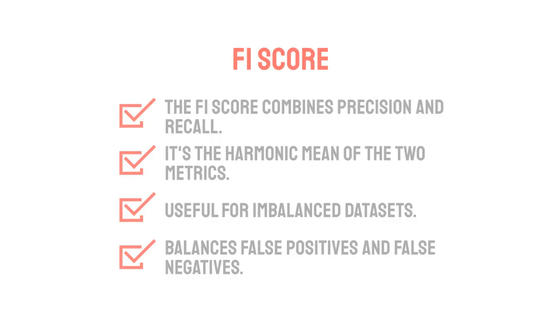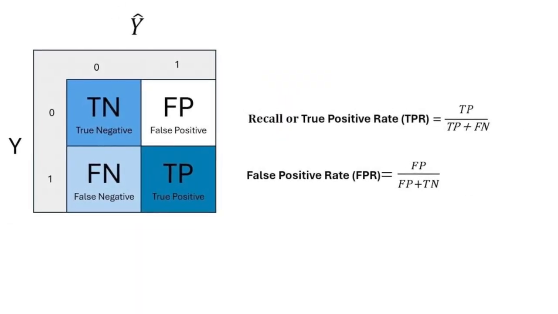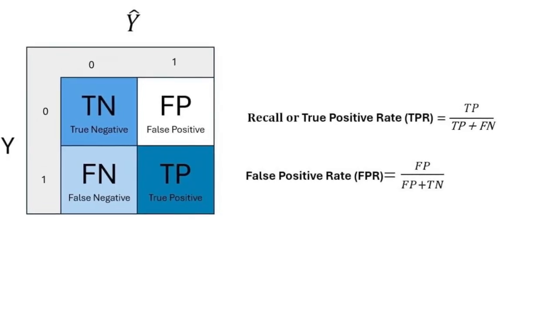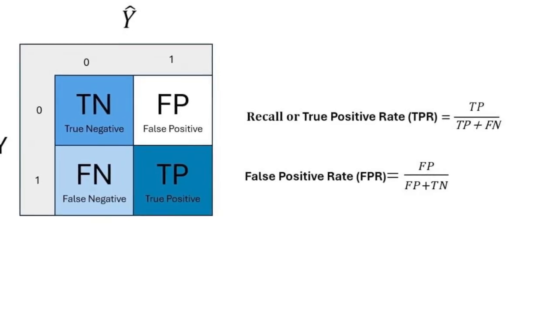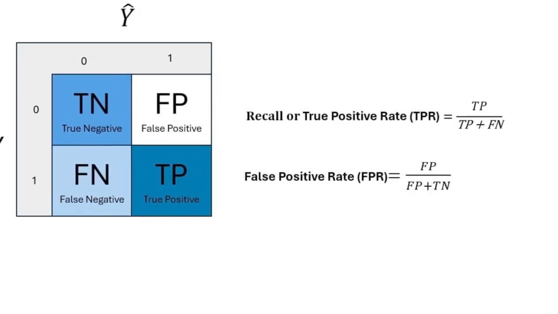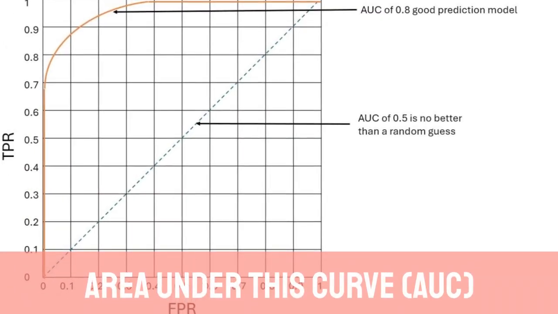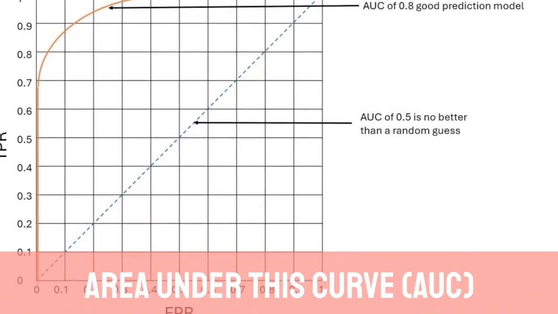There's a related metric, the false positive rate, FPR, which is calculated as the number of false positives divided by the sum of false positives and true negatives. The true positive rate, TPR, and the false positive rate, FPR, are used to create a receiver operating characteristic, ROC curve, and the area under this curve, AUC, is the final metric.